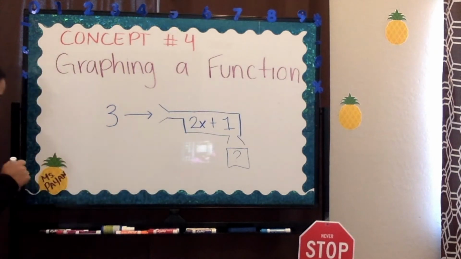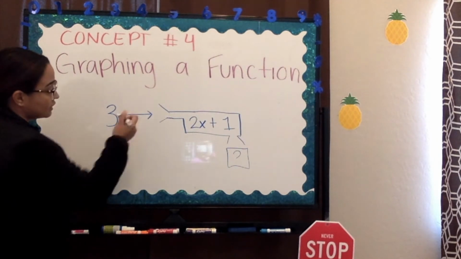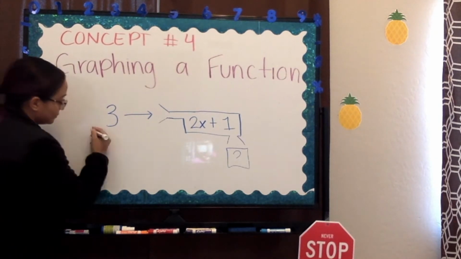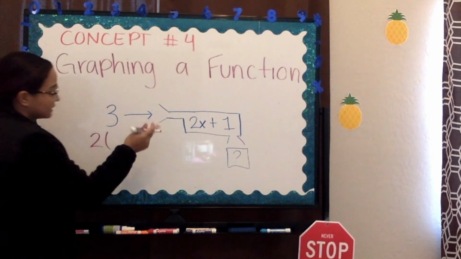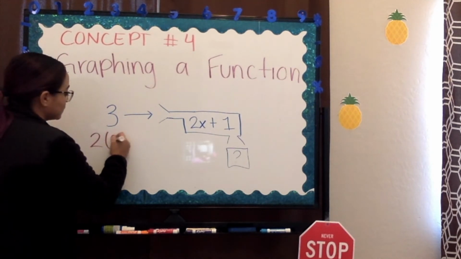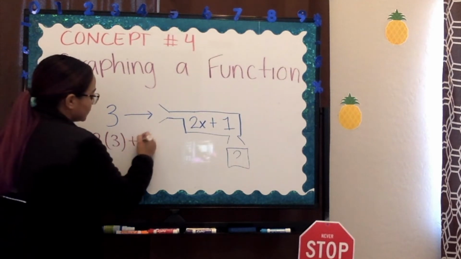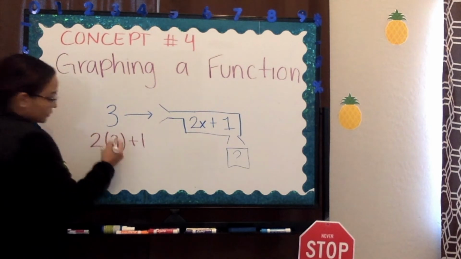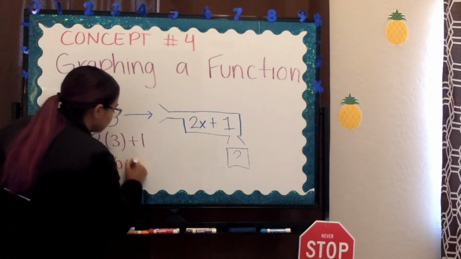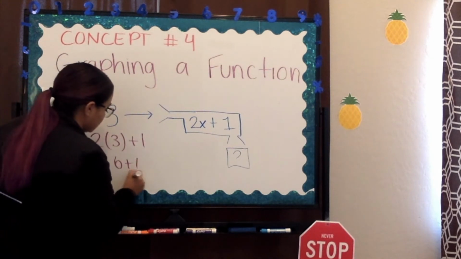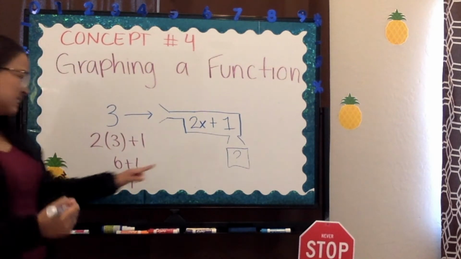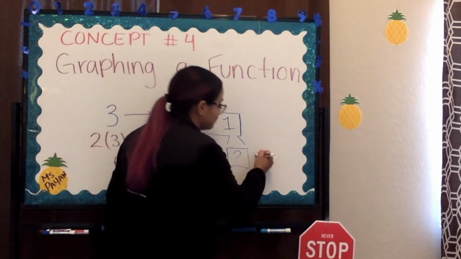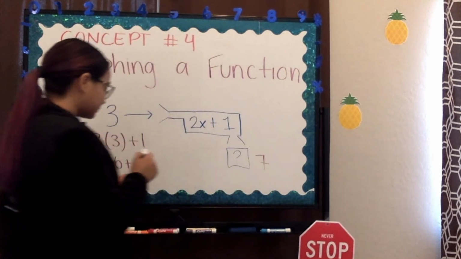So let's go over here on this side and let me change colors. And let's just plug it in. Let's work out this problem. So we have 2, we replace x with our input, which in this case is going to be 3. Plus 1. Okay? Now, 2 times 3 is 6, plus 1 is 7. So, in this instance, our output, which is what we're trying to solve for, is 7. Okay?